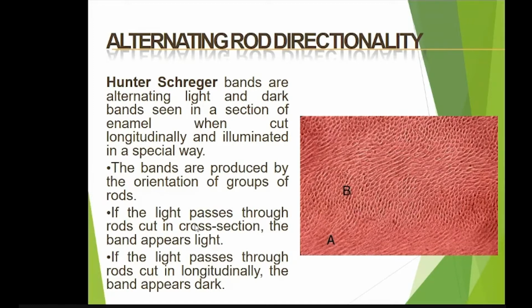If the light passes through rods cut in cross section, the band appears light, like a pale rose color. If the light passes through rods cut longitudinally, the band appears dark. So we see light and dark bands. What do we call these bands? We call them Hunter-Schreger bands.